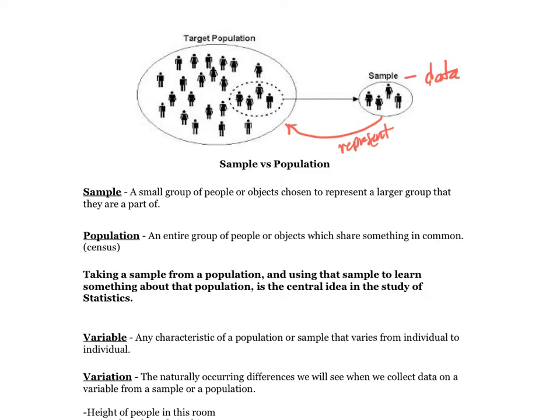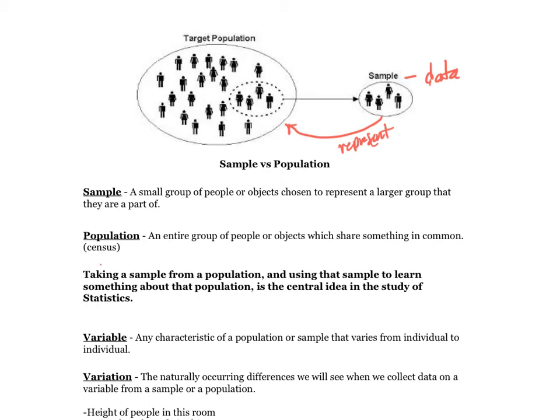A population is an entire group of people or objects which share something in common. So residents of Bloomington are a population. What they have in common is that they live in Bloomington. Students at Jefferson High School are a population because what they have in common is they are people that go to Jefferson High School. Being in an AP statistics class is a population. What you have in common is that you are all taking AP statistics. So a population is just an entire group of people that have something in common.